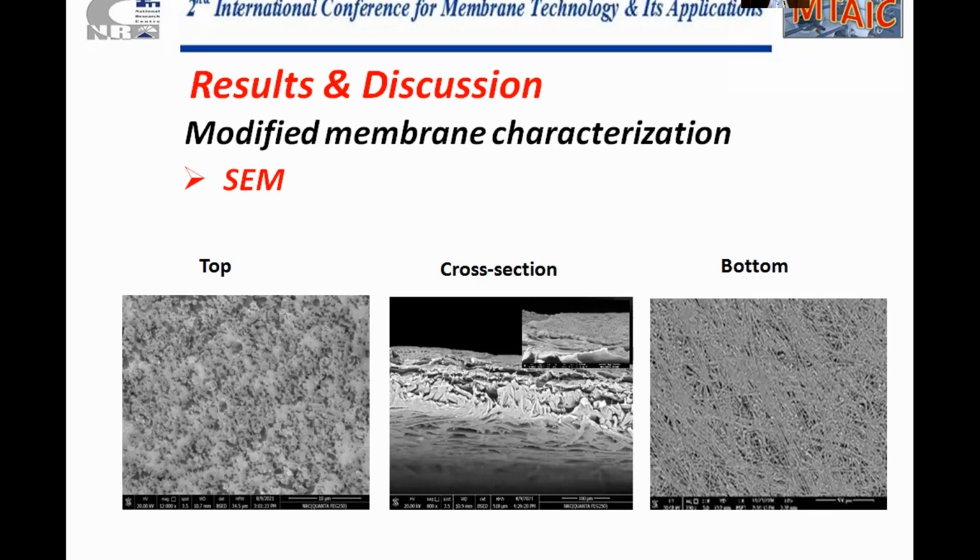The membrane has an asymmetric structure with a porous sublayer and a dense, spongy active layer. The third picture represents the bottom membrane layer, which consists of the polyester non-woven fabric.